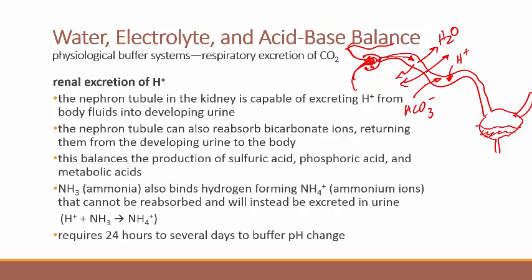So, we can add lots of hydrogen ions if we produce sulfuric acid, phosphoric acid, other metabolic acids. We can take the hydrogen ions that we've made and put them into the urine as it's developing. Another way that we can get rid of the hydrogen ion is by taking the ammonia that we produce as a byproduct of using amino acids to make ATP energy. We can take that ammonia, put a hydrogen ion onto it, that's called the ammonium ion, and so we can excrete in our urine bunches of NH4+. That can't be reabsorbed back into the body. Once that makes it into the urine, it will stay in the urine instead.